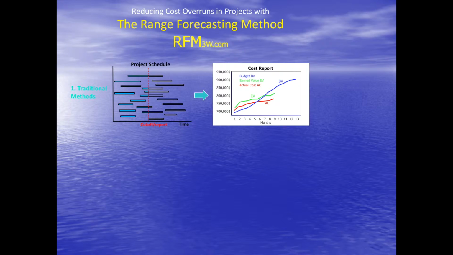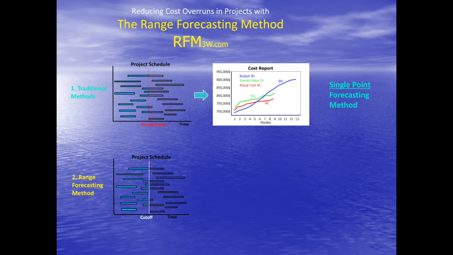Numerous additional formulas have been developed over time, which all, in a way, seem to be looking back at the past to predict the future. A commonly used name for this type of forecasting is single point forecasting method. RFM is not a single point forecasting method. The projects are simply too complex to be controlled by single point forecasting techniques.